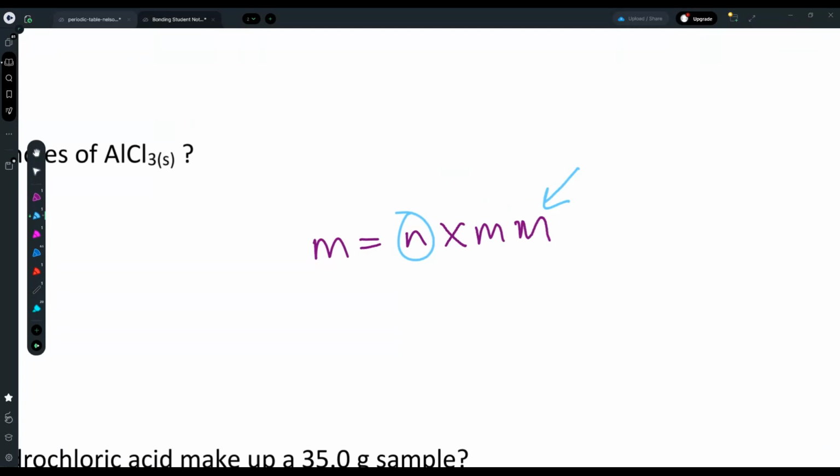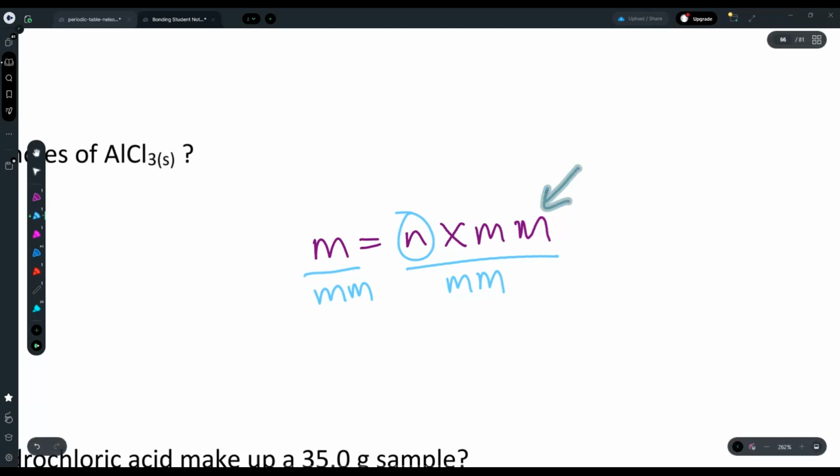Then I ask myself, what is molar mass doing to the moles? Well, it's multiplying. What's the opposite of multiplying? Dividing. So I need to divide both sides by molar mass. Not moles, because that'll just move moles over to the other side, which defeats the purpose of trying to isolate moles.